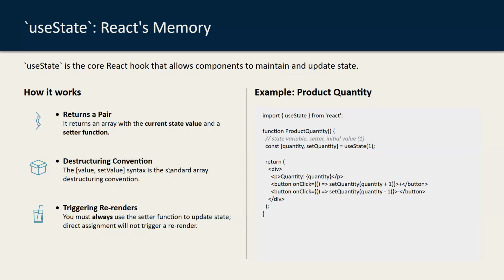So in this example, we're just trying to increase or decrease the quantity. This is what it's doing. It's just one small function. useState gives React a way to remember values between renders, and the setter function is how we tell React to update the UI.